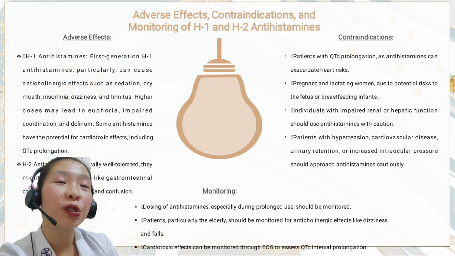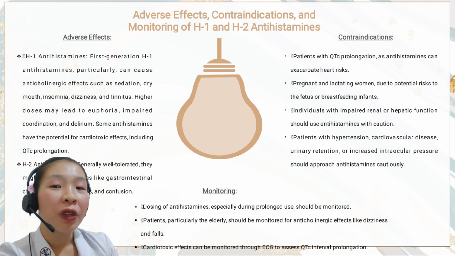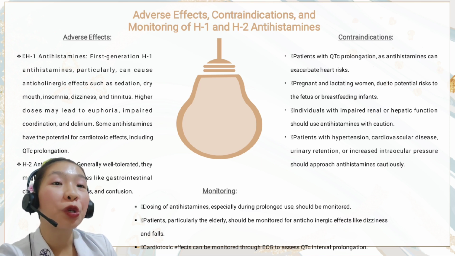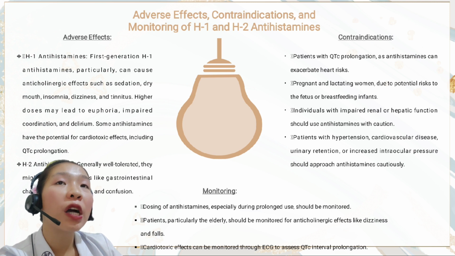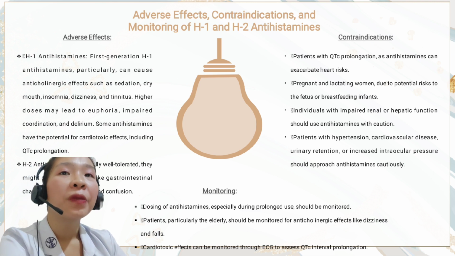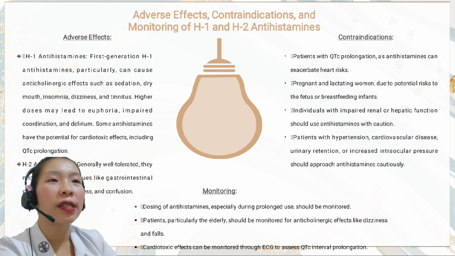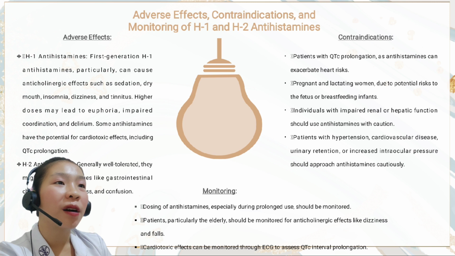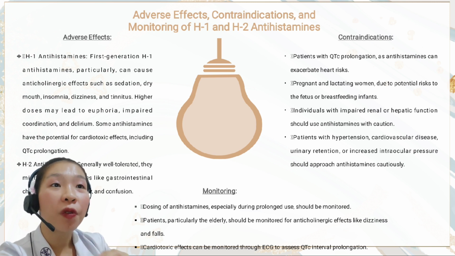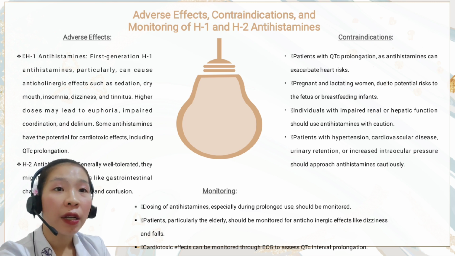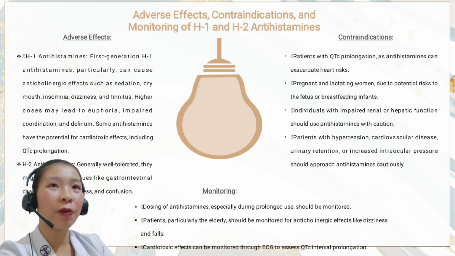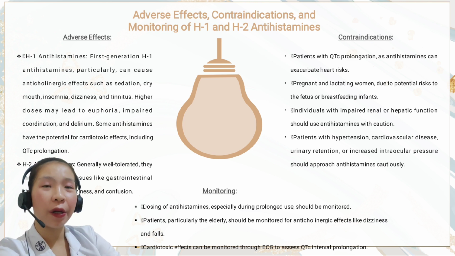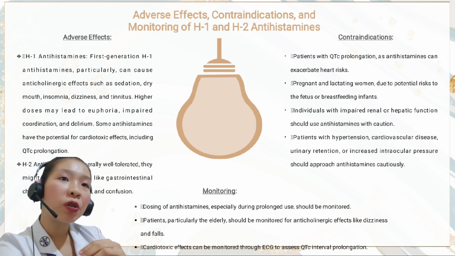So you see, renal function, from the word renal itself, is related to the kidneys' ability to filter waste and regulate fluid balance, and hepatic is related to the liver's ability to process toxins and metabolize drugs. Now one example for contraindications is a patient who already has heart rhythm issues. They should avoid antihistamines that can potentially worsen, exacerbate their condition and lead to dangerous heart rhythms. Lastly, we have our monitoring. For the monitoring, we have here dosing of antihistamines, especially during prolonged use.